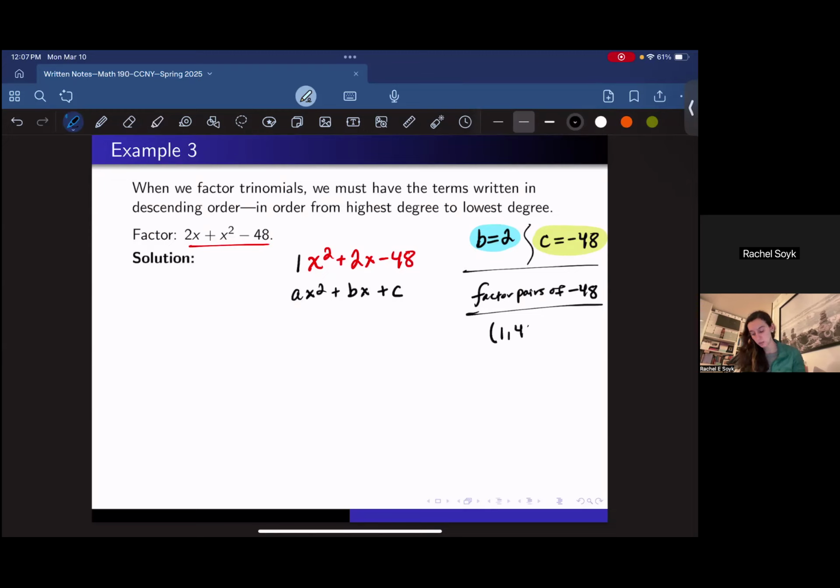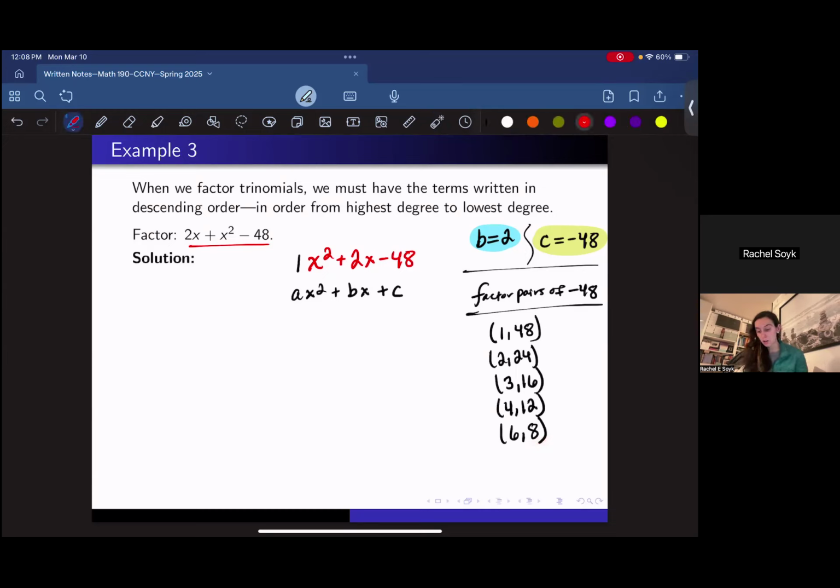So we have 1 and 48. 2 goes into 48 24 times. 3 goes into 48. Well, 3 goes into 45 15 times, and so 3 goes into 48 16 times. 4 goes into 48 12 times. 5 doesn't, but 6 does. 6 goes in 8 times. And 7 doesn't go into 48, but 8 does, but we already included 8, so we're done.